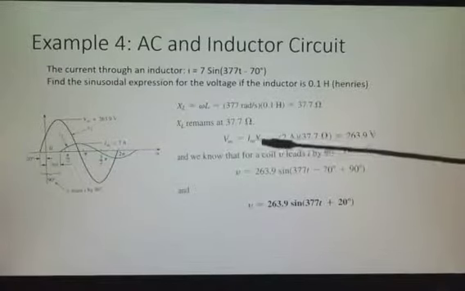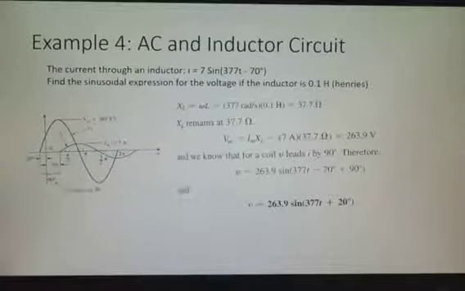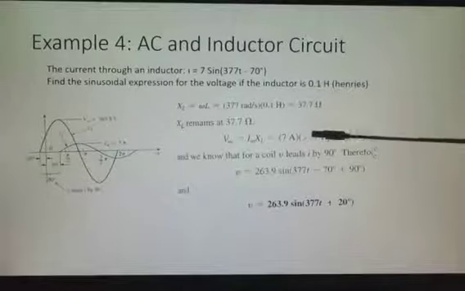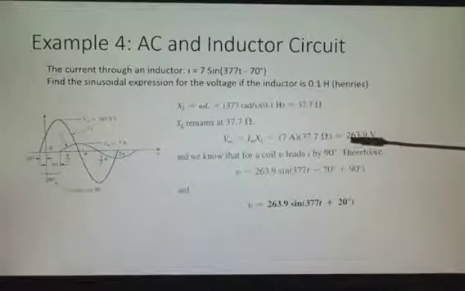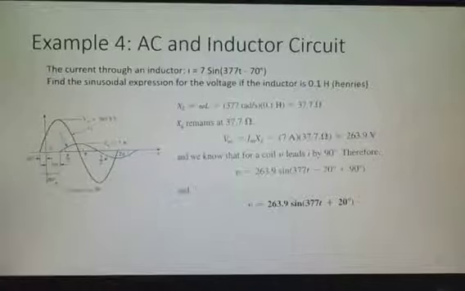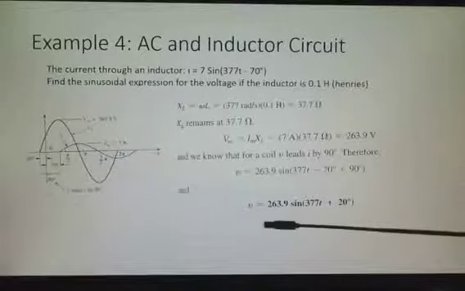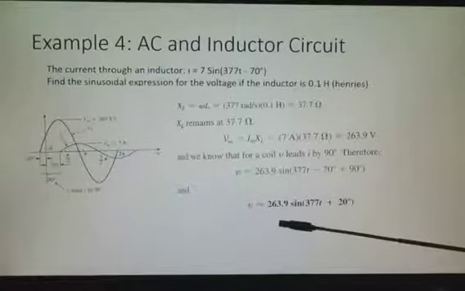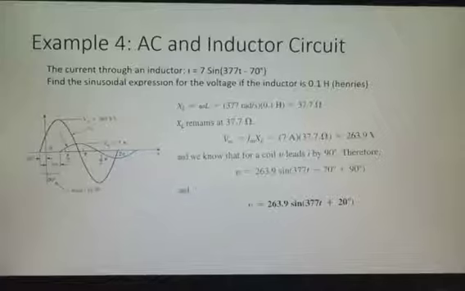And so voltage equals current times resistance. So we have 7 amps that we have right here. That's the peak value times the resistance. We get 263 volts. We know in a coil the voltage leads the current by 90 degrees. So I'm going to add 90 to that, and we end up with this for our answer. The voltage is 264 volts sine 377 T plus 20 degrees.